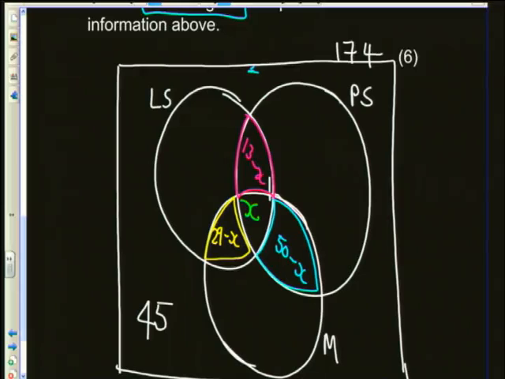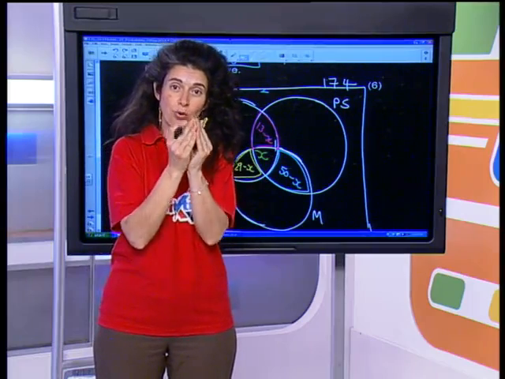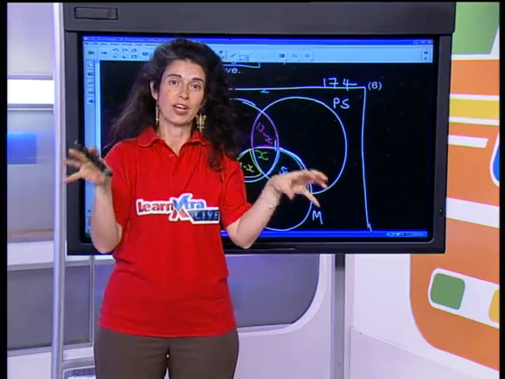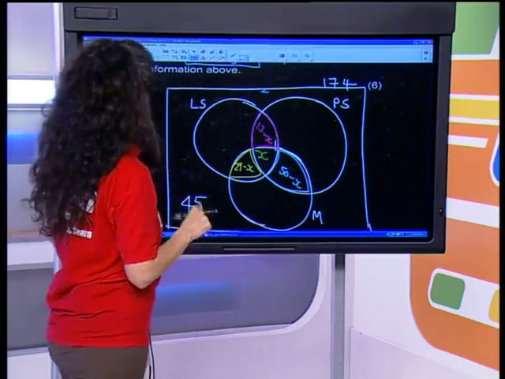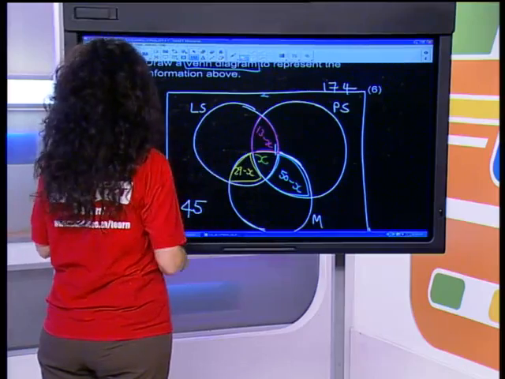Okay, so look carefully at how we've worked from the middle. We know how many were studying all 3. We've now been able to work out how many are studying 2. Then, what do I need to find out? How many study just life science?